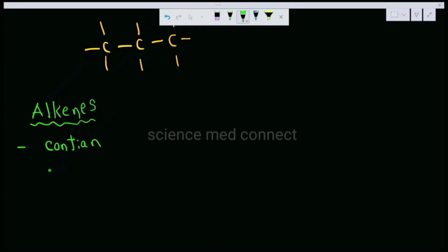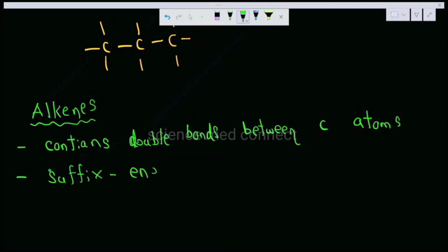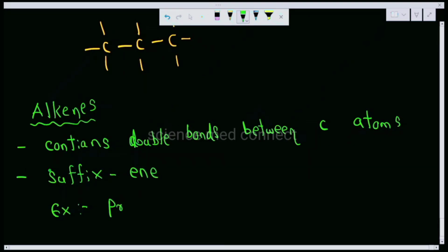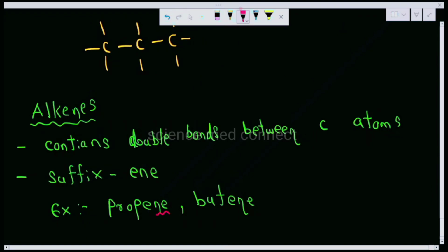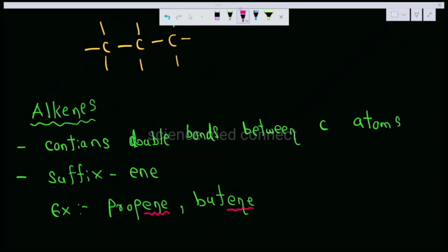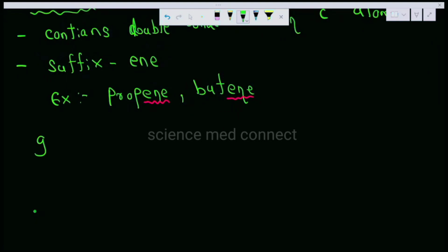Alkenes contain double bonds between carbon atoms in the molecule. It can be a single double bond or it can be more than one double bond between carbon atoms. The suffix is "ene". For example, propene, the suffix is "ene". Butene, the suffix is "ene". That's how you identify an alkene. Alkene has a double bond or double bonds.